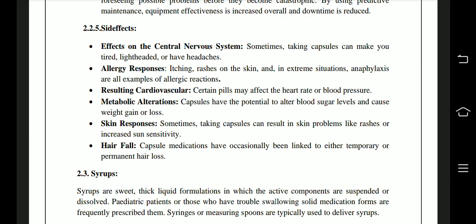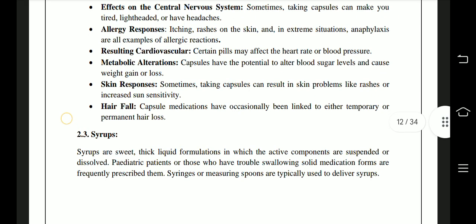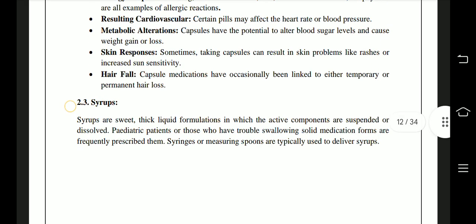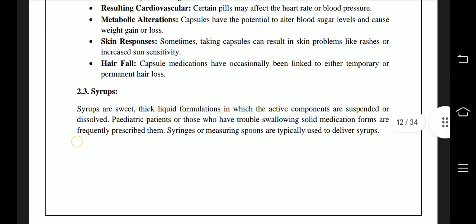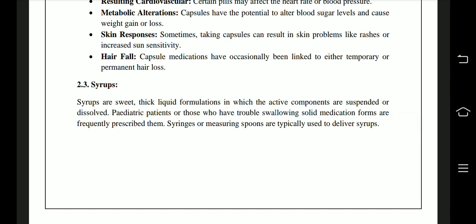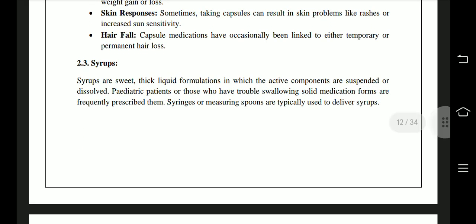Allergy responses, itching, rashes on the skin, and in extreme situations, all are examples of allergic symptoms. Skin responses: sometimes taking a capsule can result in skin problems like rashes or increased sensitivity, hair fall. Capsule medications have occasionally been linked to either temporary or permanent hair loss.